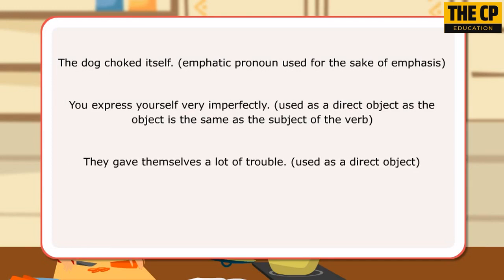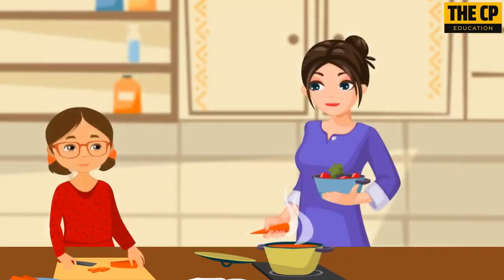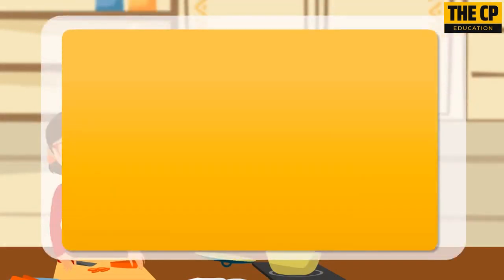They gave themselves a lot of trouble. Used as a direct object. He lived by himself in an enormous house. Used as an indirect object, as the indirect object is the same as the subject of the verb. Here are some more examples.